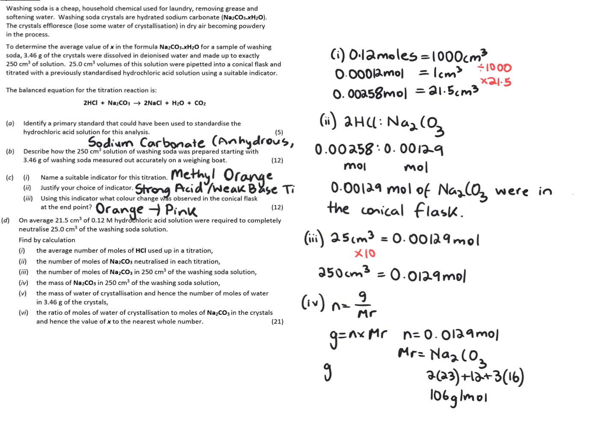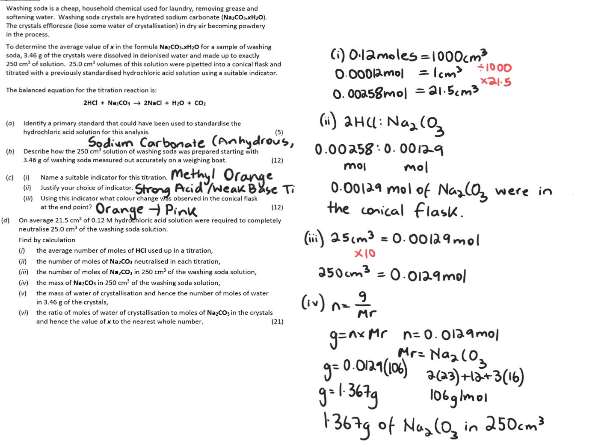To calculate the grams then, we have 0.0129 multiplied by 106. So in terms of the grams, we will have 1.367. So that means we have 1.367 grams of Na2CO3 in 250 centimetres cubed.